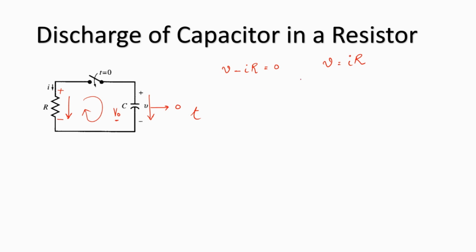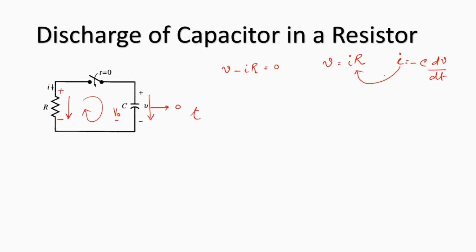But what is I over here? I is the current due to the capacitor, which is given as minus C dV by dt. This has been discussed in one of the previous videos. You could go back and check that out. So now that I know the value of I, I can replace it in this equation. So what do I get?